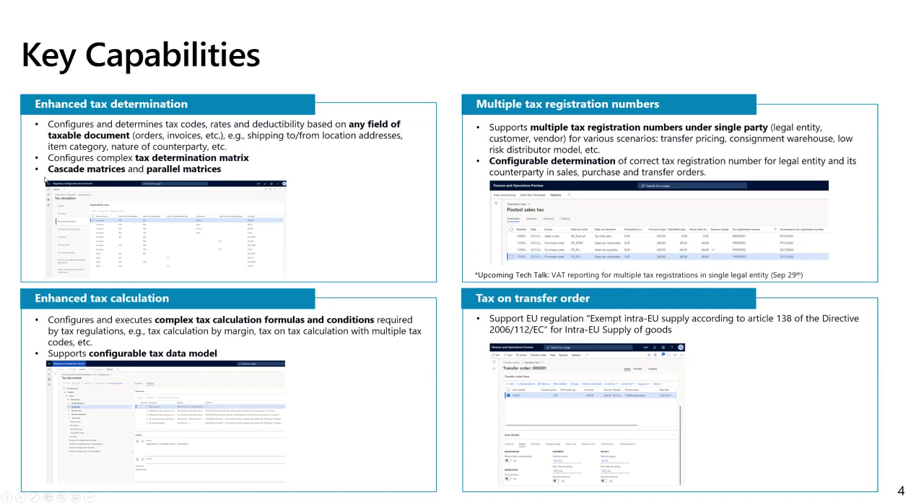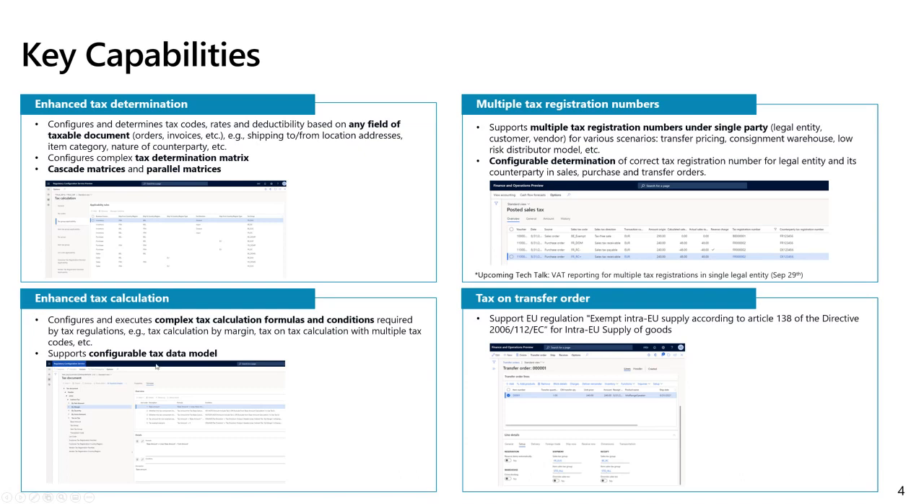And we also have some advanced features here, like what we call the cascade matrix. So you can use the output of one matrix as the input of another matrix to further determine more information here. Okay. And the second feature is enhanced tax calculation.